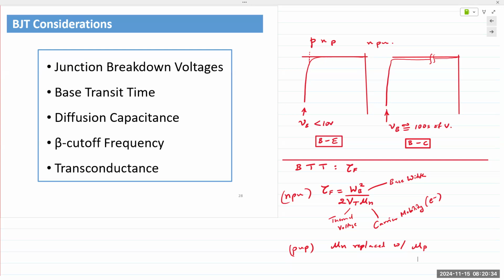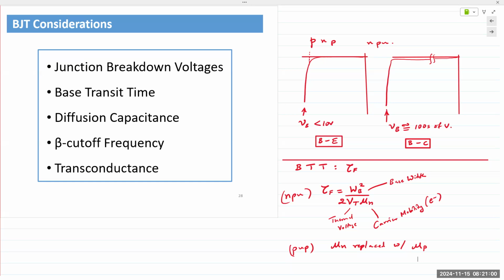NPN transistors, it's electrons as charge carriers. PNP transistors, it's holes as the charge carriers. So NPN transistors, hence, are faster than PNP transistors for the same physical construction. And that's one of the reasons why they have been historically preferred over PNP devices.